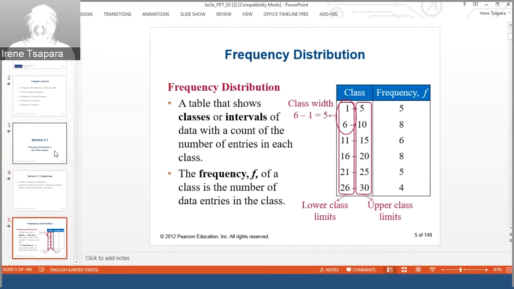Frequency distribution. What is a frequency distribution? Well, first of all, what is a distribution? The distribution is how our data are distributed over a specific range. Now, when we talk about frequency distribution, what we are looking at is what are those neighborhoods, if we look at it as a network, in the range where we have higher or lower concentration of data. So this is basically what frequency distribution is.